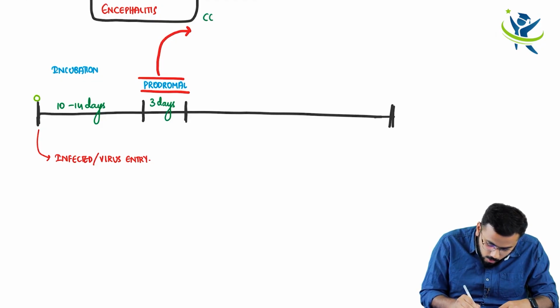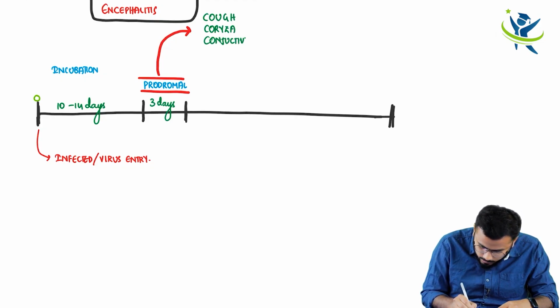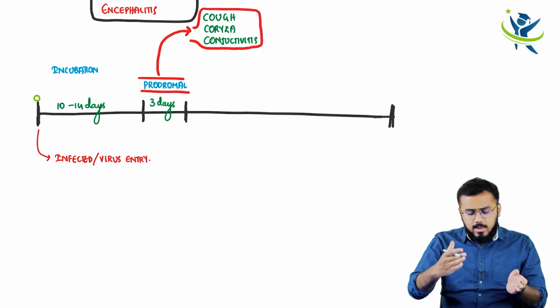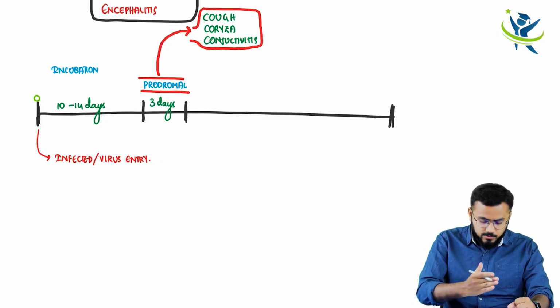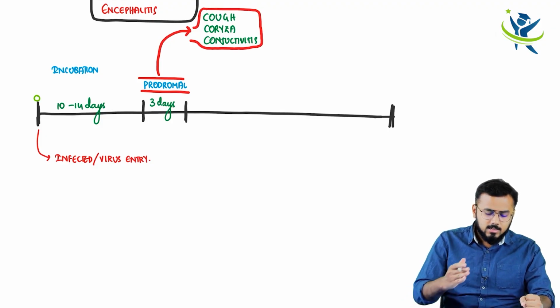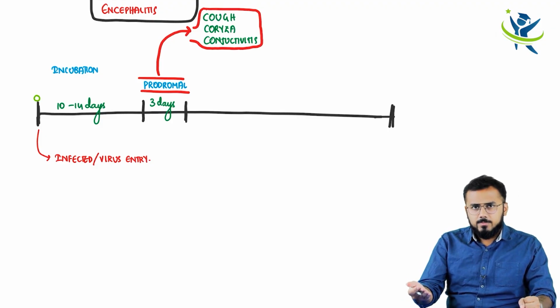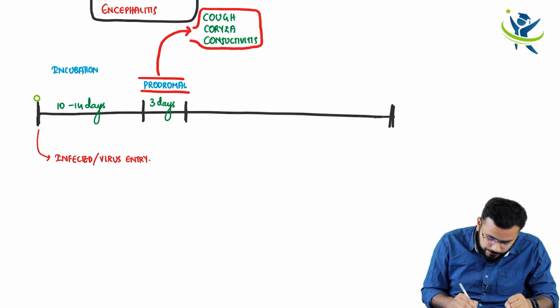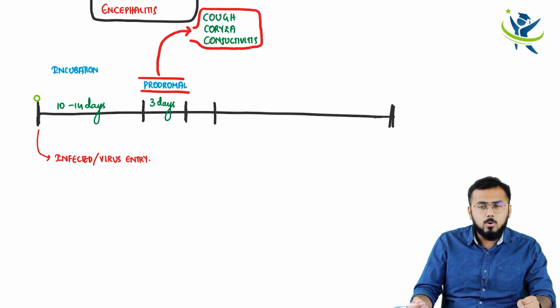You're going to find cough, coryza, conjunctivitis. So these are the three C's which you're going to see in a patient by the third day. So after having cough, coryza, conjunctivitis continuously for 3 days, on the next day, after the fourth day or the fifth day, the patient will have another important problem.